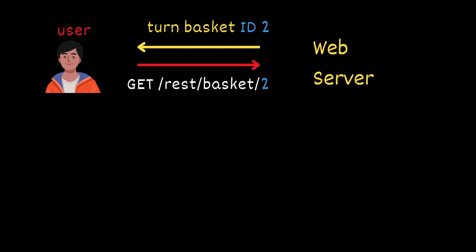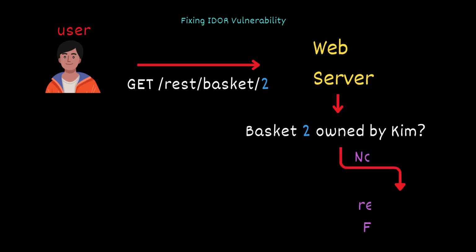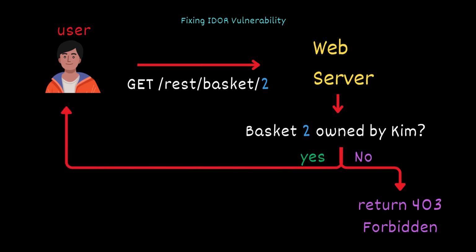The server exposed direct access to basket data using a predictable numeric ID without checking if the user actually owns that basket. To fix this, the server must perform a simple but critical check on every request. It should verify that the authenticated user is allowed to access the requested resource. If they're not, it should return a 403 forbidden response. But if they are authorized, then, and only then, should the resource be returned.